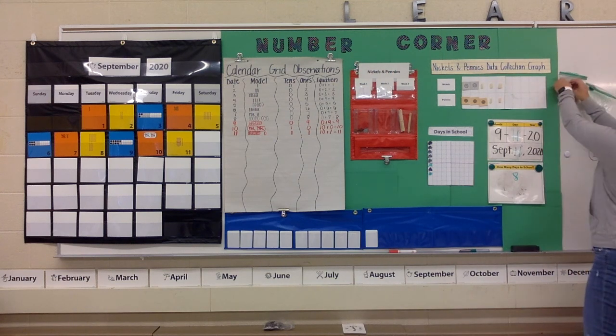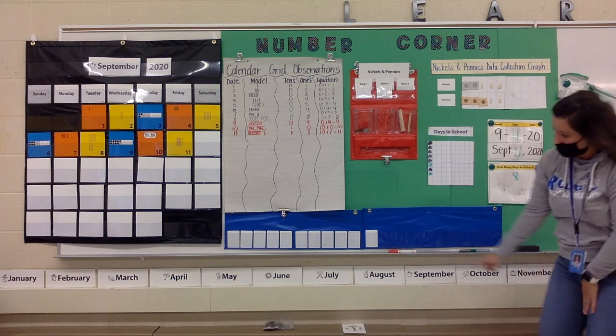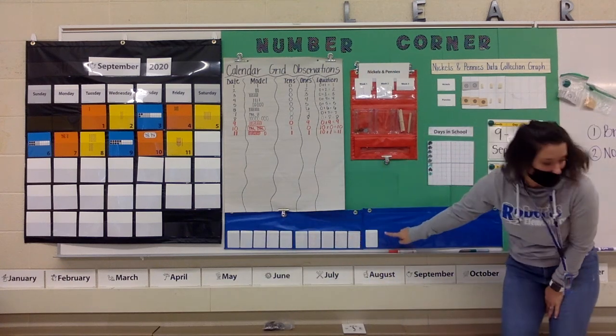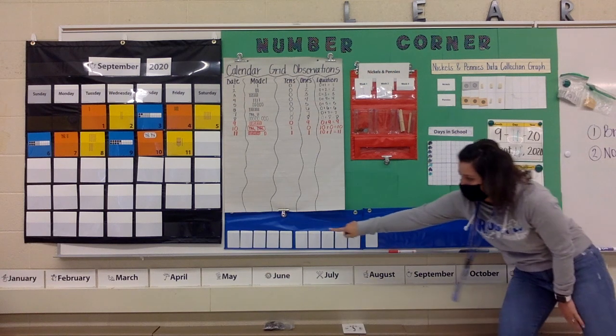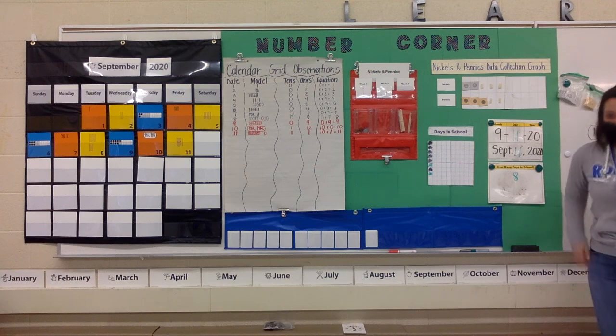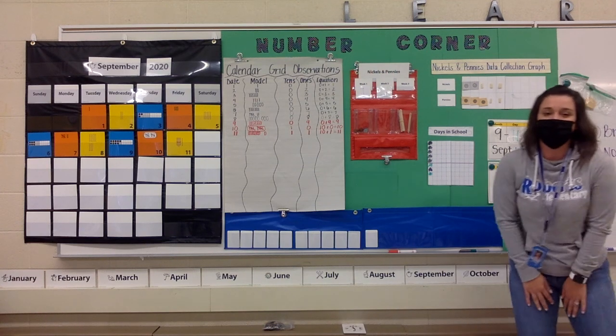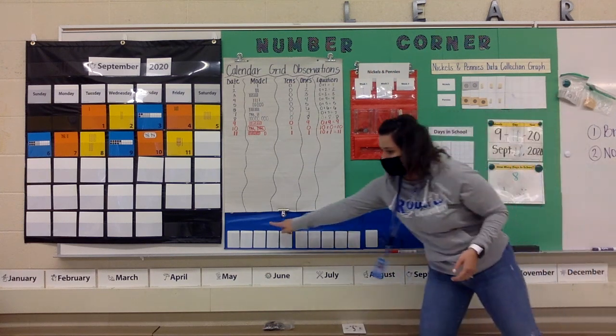All right, my friends, we're going to do something different today with number corner. Take a look right here. There's some numbers under there. But you don't know what they are. I want you to think about what could be under here. What numbers could be under here? At home, I'm going to give you about 10 seconds to think about what numbers might be under here.